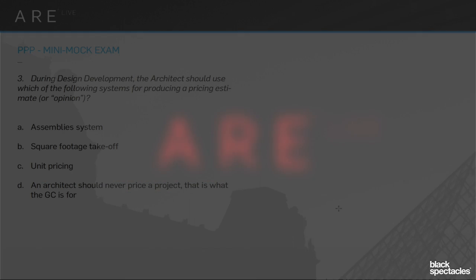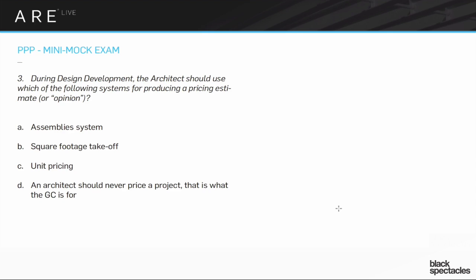Okay, number 3. During design development, the architect should use which of the following systems for producing a pricing estimate or opinion? First of all, let me just say, I've always found the term pricing opinion to sound kind of wishy-washy. It feels like you're trying to get out of something as opposed to saying a pricing estimate. But I have to say, it's actually a pretty good word for it. So you'll often see people, instead of saying estimate, they'll call it an opinion.